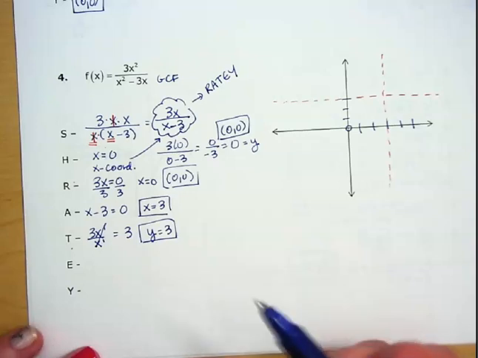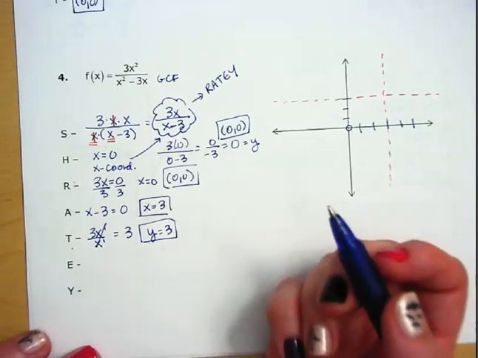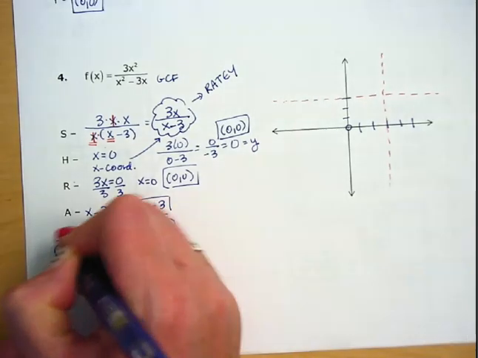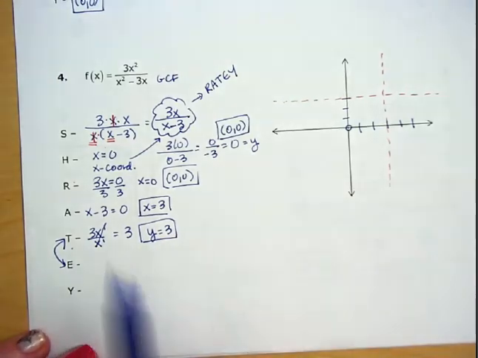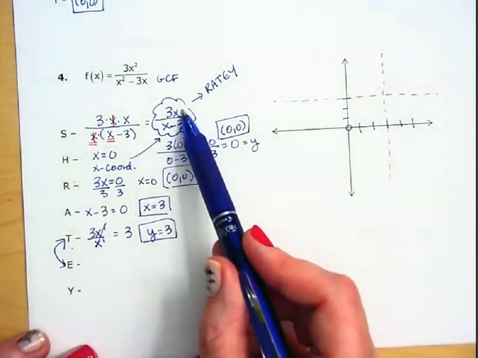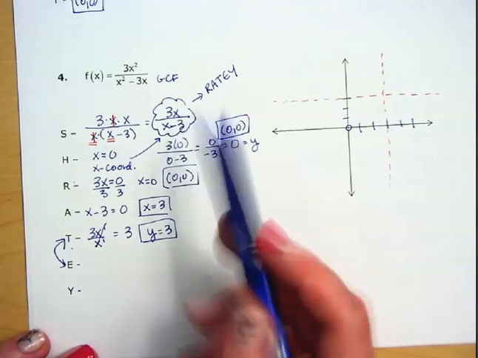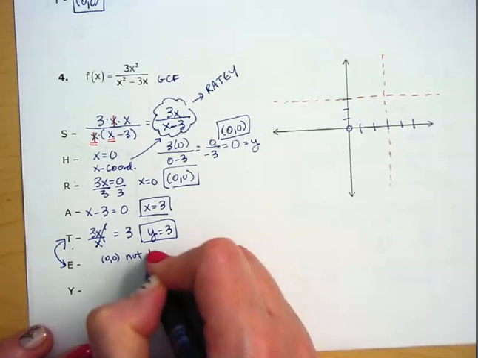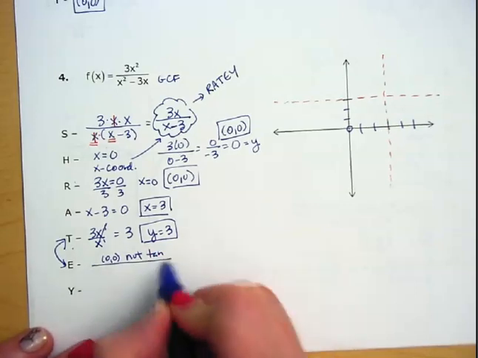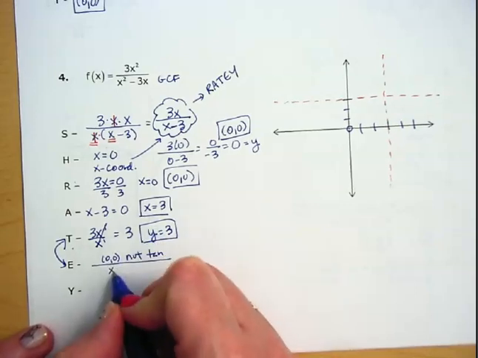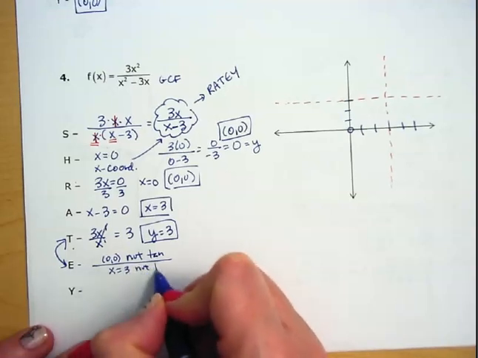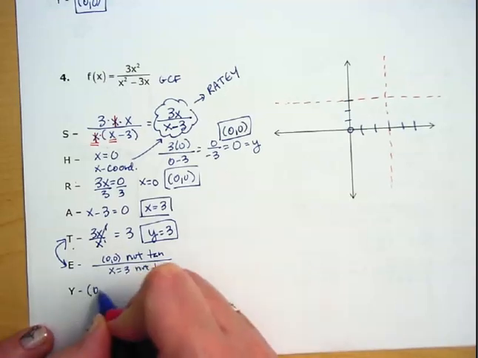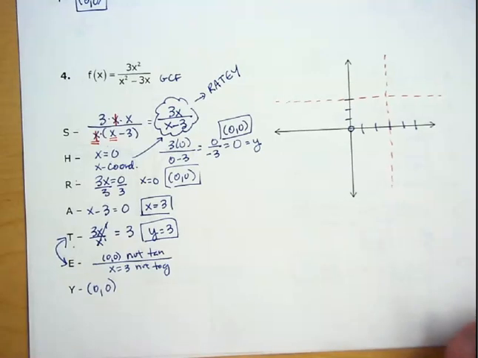Oh, I was like, wait a minute, what? Okay, I mixed up the T and the E step. So let's do the tangent. So I don't have any squared terms. So for my root of 0, 0, it's not tangent. For my asymptote at x equals 3, it's not together. And then my y-intercept is 0, 0.